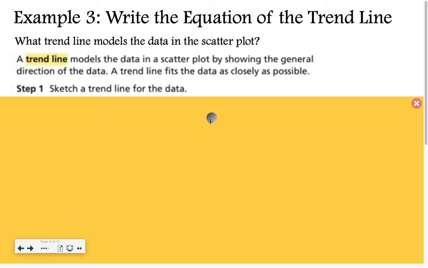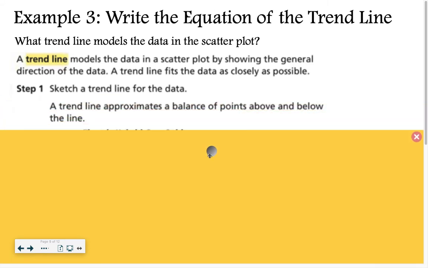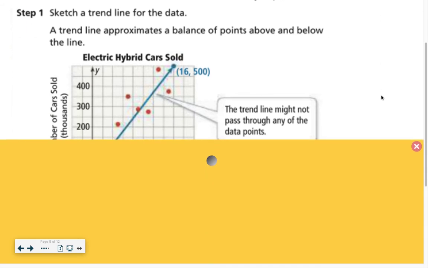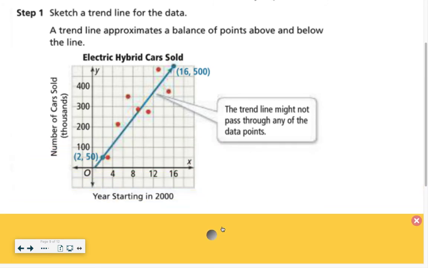So step one, we're going to sketch a trend line for the data. If we look at this graph, you can see that we have a graph talking about the electric hybrid cars sold starting in year 2000, and then the number of cars sold in thousands as time goes on. You can see I drew in a trend line, cutting our data in half, or as close to in half as we could. The trend line sometimes is going to go through points and sometimes it won't. It's okay if a trend line does not go through existing points.